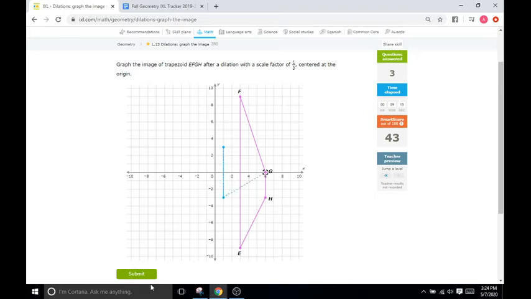H is at 6, negative 3. 6 divided by 3 is 2, so we'll go back to the 2, and negative 3 divided by 3 is negative 1, so we'll go up here to negative 1 and click. Now G is going to be at 6, 0. 6 divided by 3 is 2, and 0 divided by 3 is, of course, 0. So 2, 0 is going to be right here. We just successfully dilated our shape with a scale factor of 1/3.